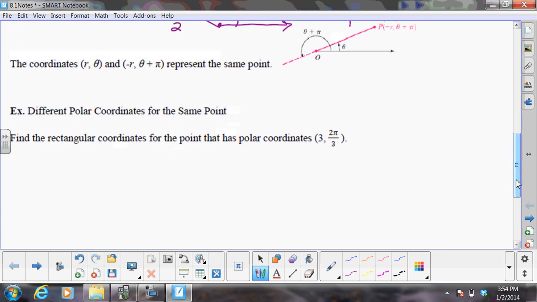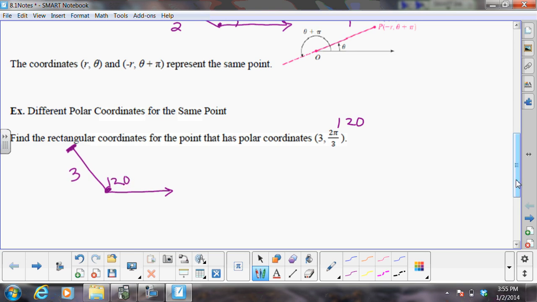The coordinates r, theta and -r, theta plus pi represent the same exact point. I'll do it with this next example. So 2 pi over 3 is 60. 2 times 60 is 120. So this is really 120. If we were to draw it, we'll draw these, and then I'll do the rectangular coordinates. So 120 is actually like up here. So this would be 3. This is like 120 degrees.